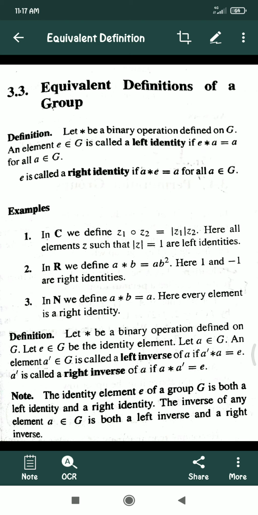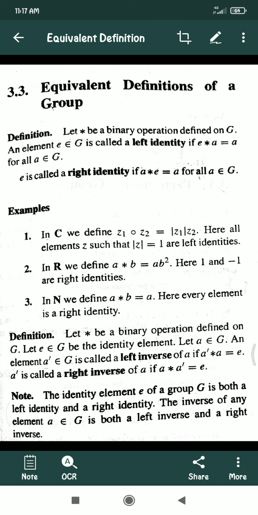Next definition is likewise, where we have to be clear about the inverse element. So usually we choose a binary operation star. Here we have chosen an identity element e belonging to G. Then we choose an inverse element for the definition: a belongs to G. If a exists, then a dash must exist, because we are talking about an inverse element. So a dash must belong to G.